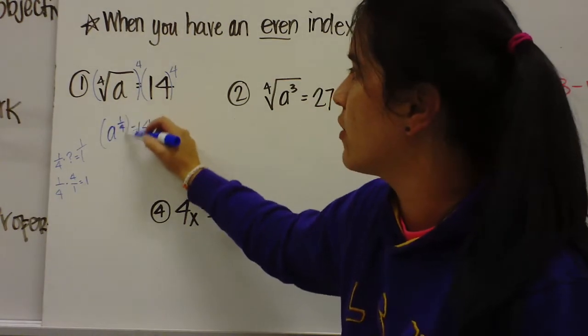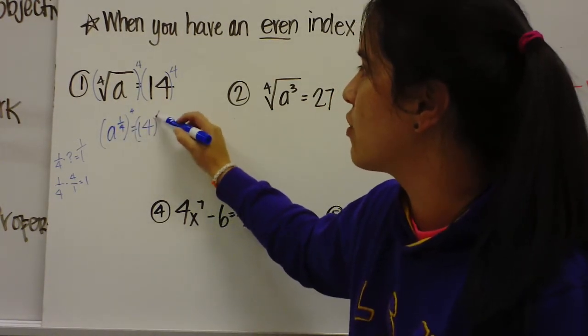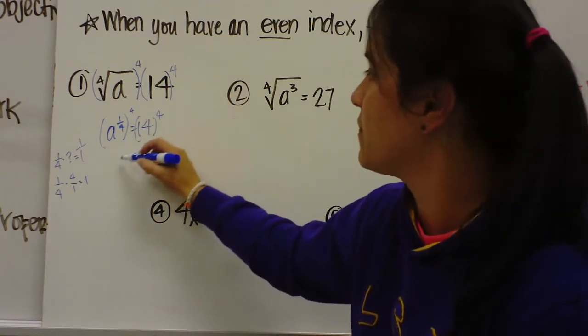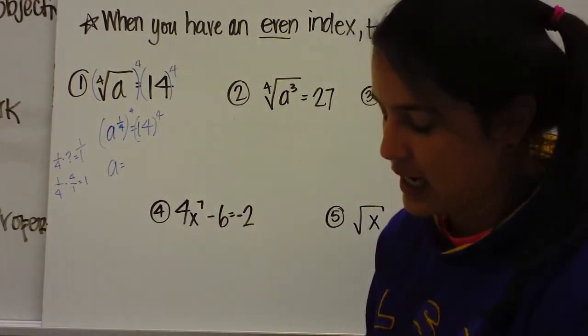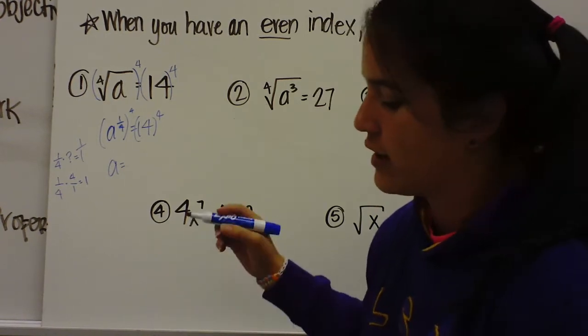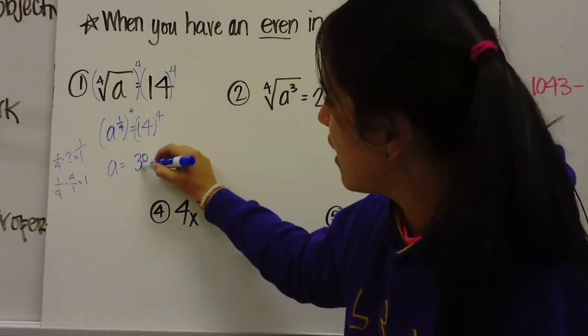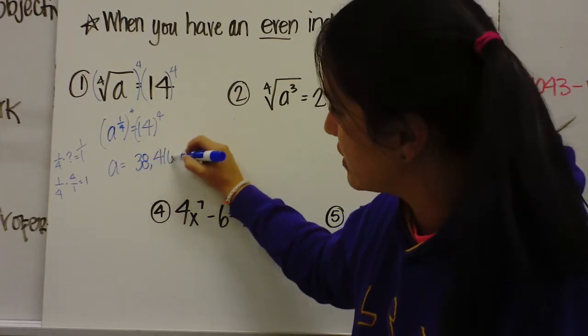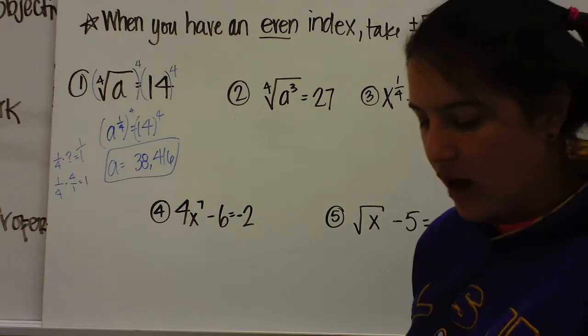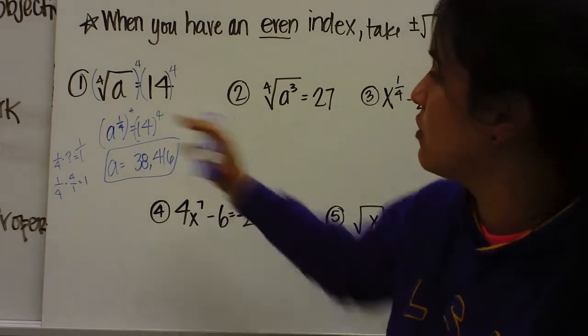So right here, we're going to raise it to the 4th power, and you notice it's the same thing on both sides. So 14 to the 4th power is 38,416. Now, when we do more examples, I'll show you when that comes in handy.